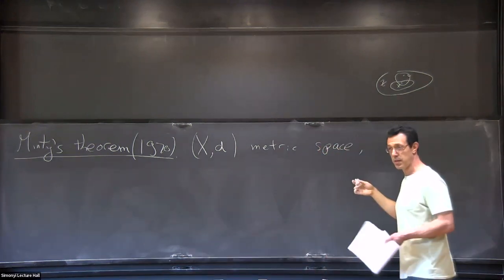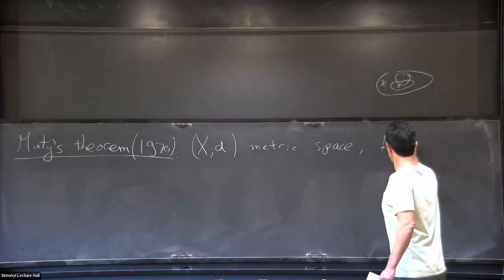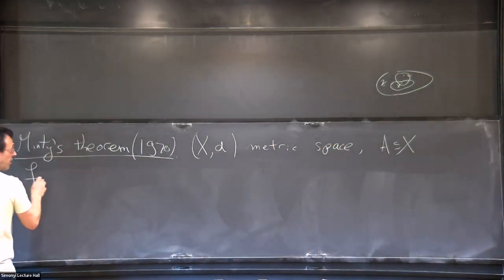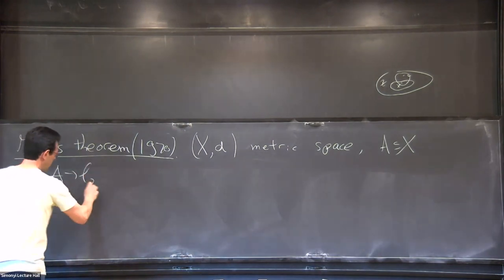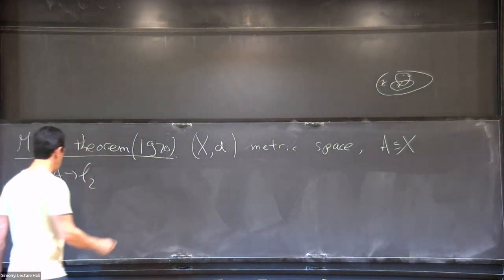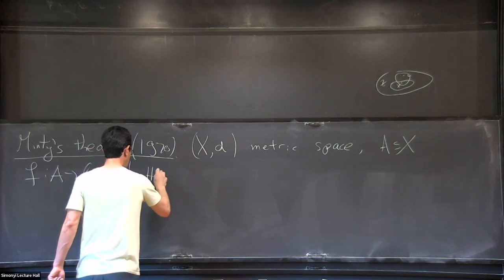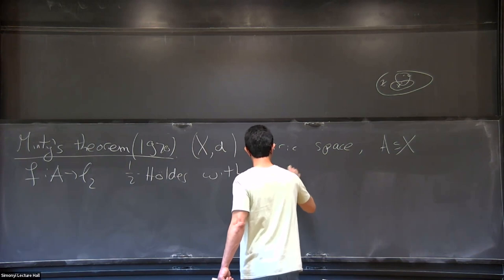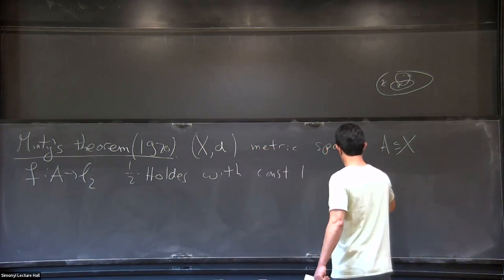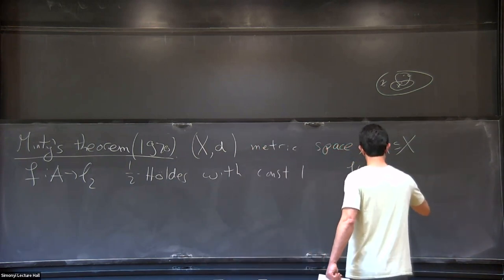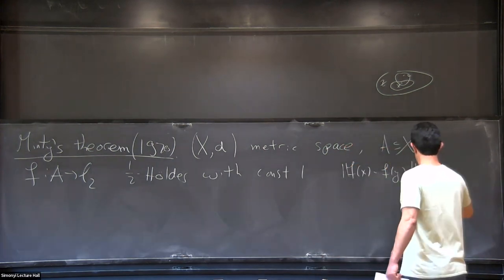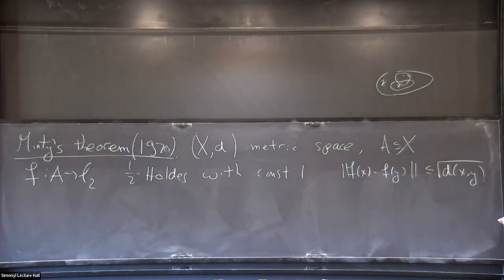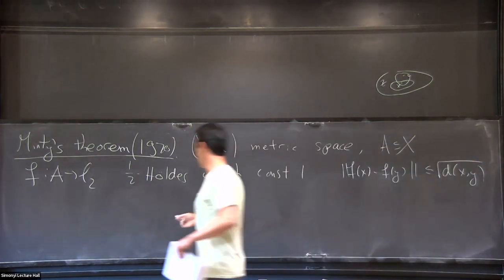Why is it going to be a Hilbert space? So you have A, a subset of X, where X is a completely general metric space. Take F from A to any Hilbert space, such that F is one-half Hölder with constant one. That is, the norm of F(x) minus F(y) is at most the square root of the distance from x to y, for every x and y. Then it can be extended.